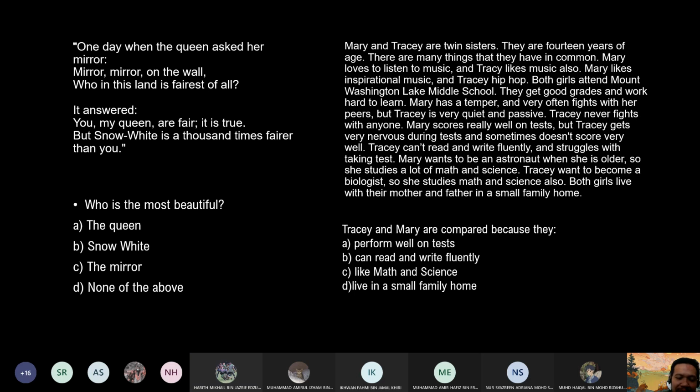Kalau you tak baca pun, you dah tahu this story kan, yang apa Snow White with dia punya stepmother, right? So Snow White. Tapi sebenarnya kalau in a real reading, you have to compare. You can read the information and try to find the compare and contrast lah. Okay, what about second question? Ini lebih relate dengan compare and contrast.